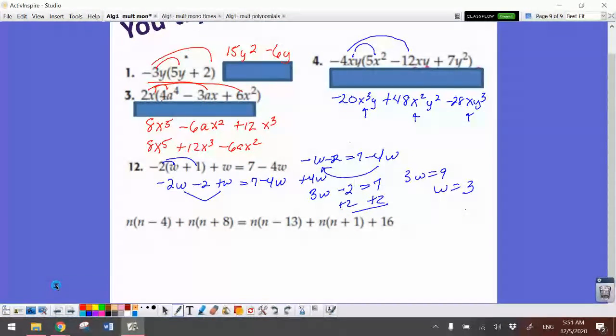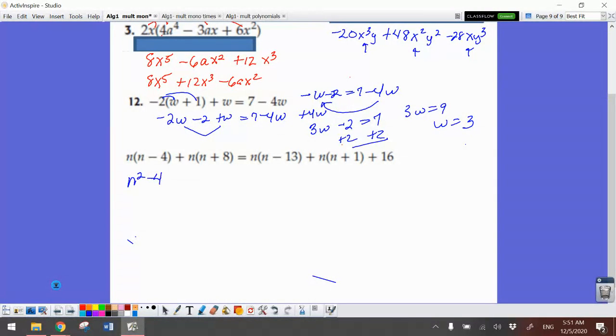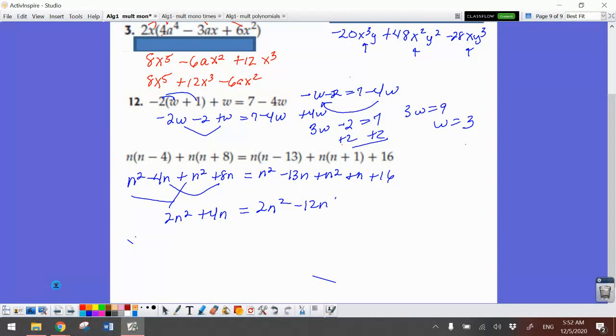And my last one, n squared minus 4n plus n squared plus 8n, n squared minus 13n plus n squared plus n plus 16. Okay, like terms, 2n squared plus 4n, 2n squared minus 12n plus 16. The n squareds are going to disappear, and I need to move my 12n to the other side. So 16n equals 16, n is equal to 1.